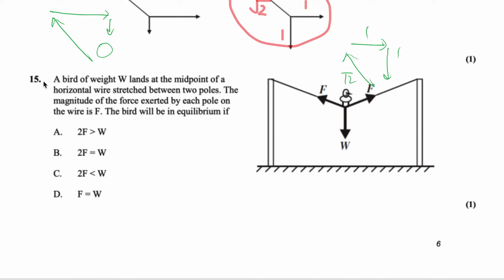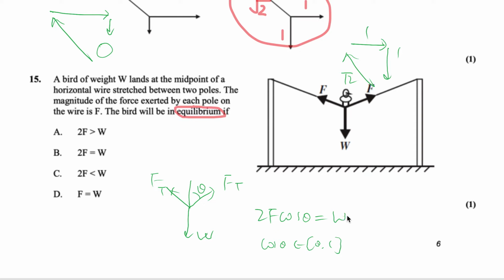And then question 15. Again, the bird would be in equilibrium if... So let's just draw a free body diagram. This is F. This is another F. This is the weight force. Those two forces are the tension force, Ft. And if we say this angle here is theta, then the vertical component would be Ft cos theta. So you have 2F cos theta equals W, and cos theta is between 0 and 1. So 2F is definitely larger than the weight force: 2F multiplied by a fraction equals W, therefore 2F is larger.